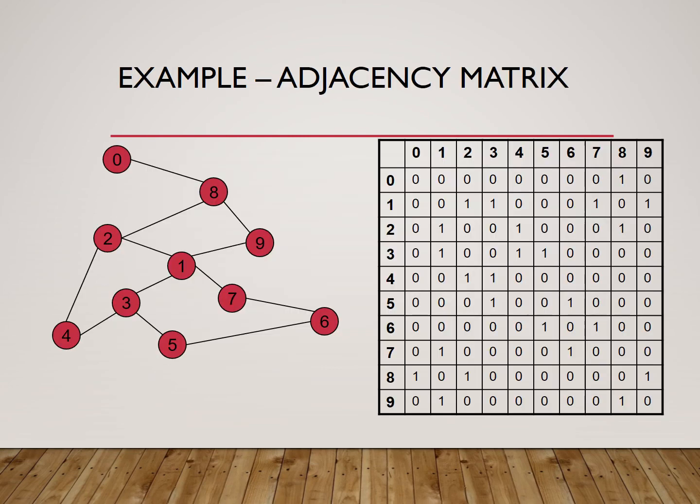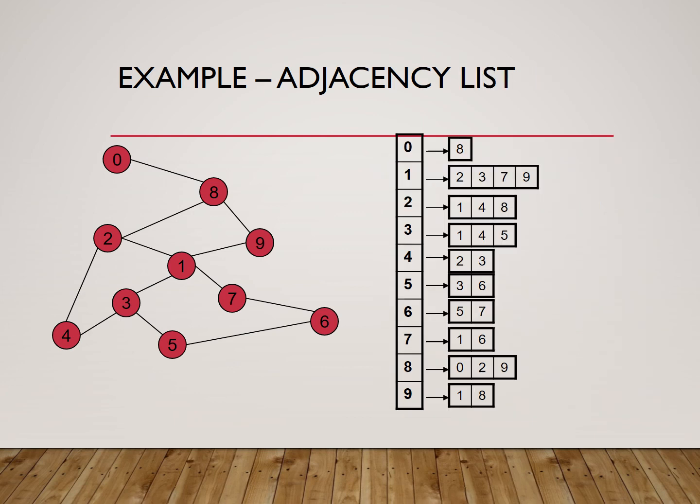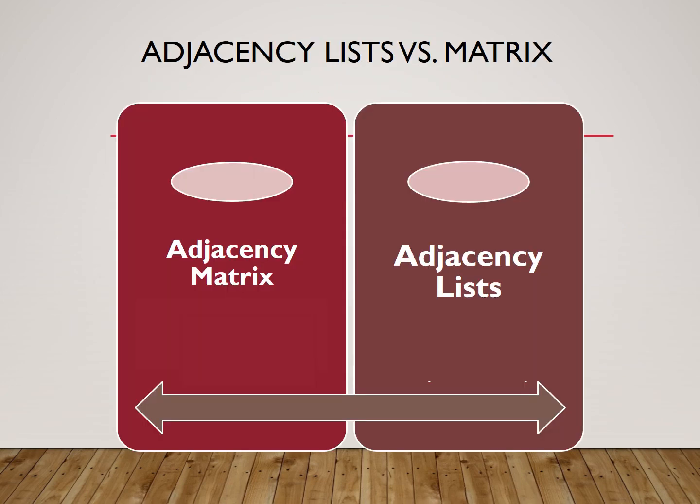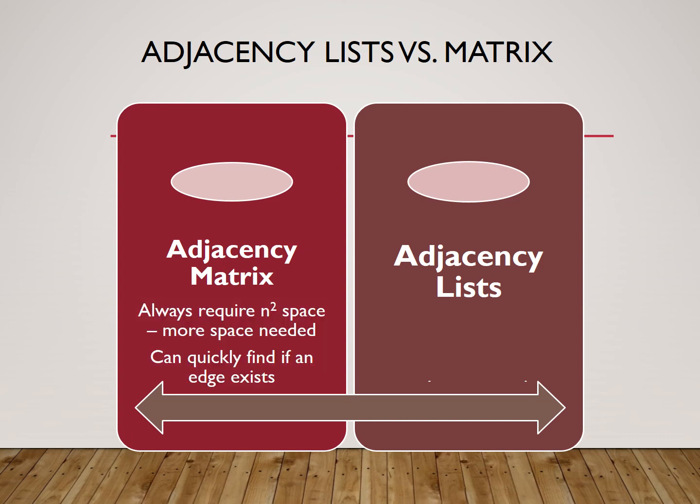So this is another example of a graph and its adjacency matrix, and the same graph with its adjacency list. If we compare adjacency list and adjacency matrix, the adjacency matrix will require more space, but we can quickly determine if two vertices are connected, while an adjacency list requires more time to find if an edge exists, but the storage is more compact.